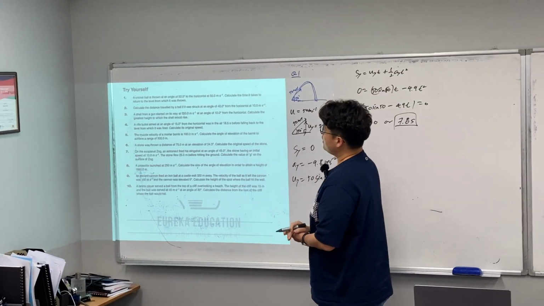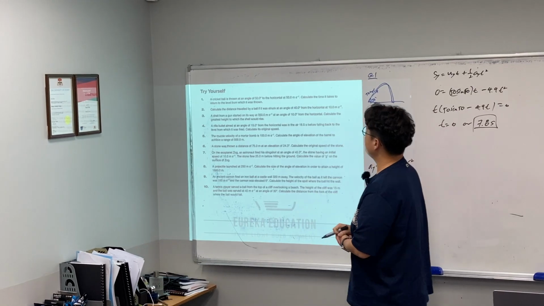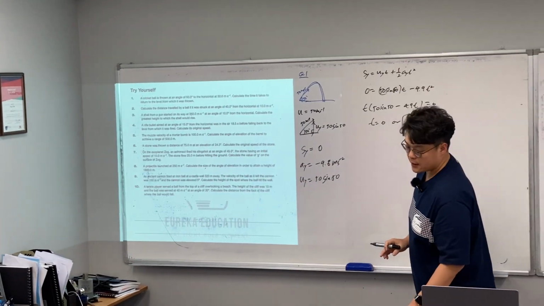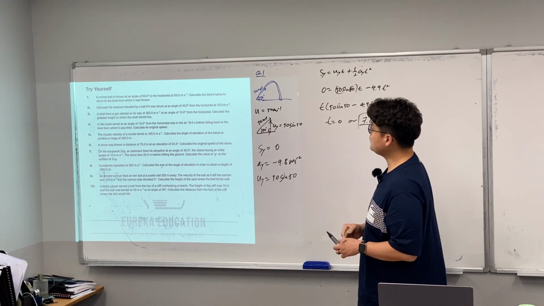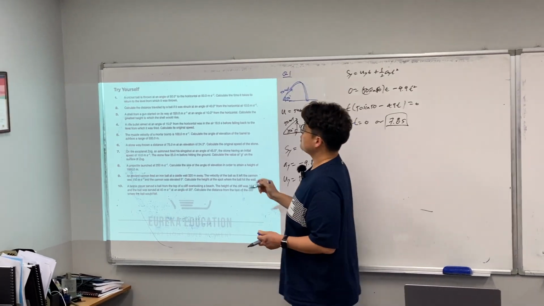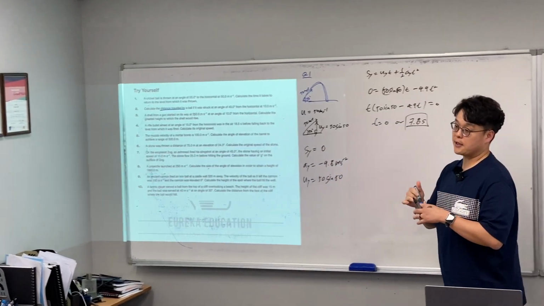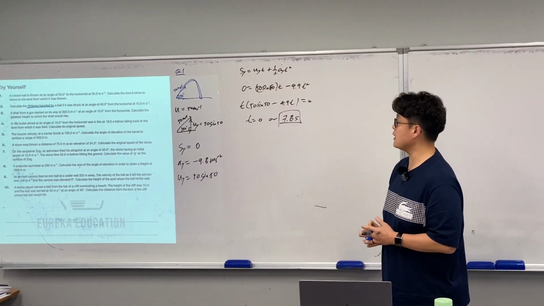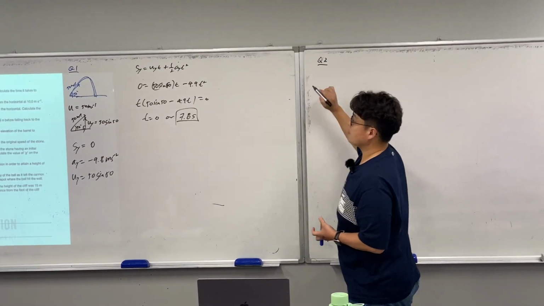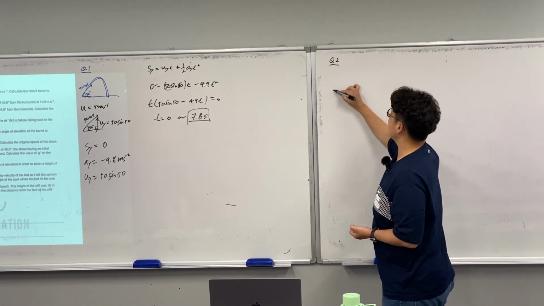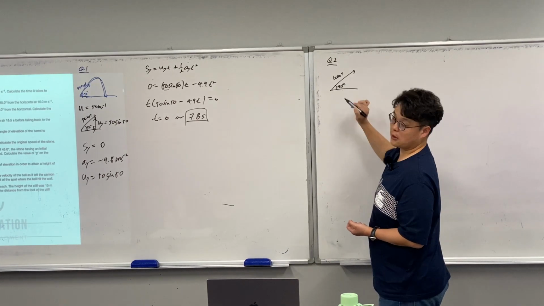Question 2: calculate the distance travelled by the ball if it was struck at an angle of 40 degrees from the horizontal at 10 meters per second. Okay, the distance travelled, the question is asking you to find the range, not the vertical displacement in that case. So drawing the diagram again, for question 2, we have the ball struck at 10 meters per second with an angle of 40 degrees like this.